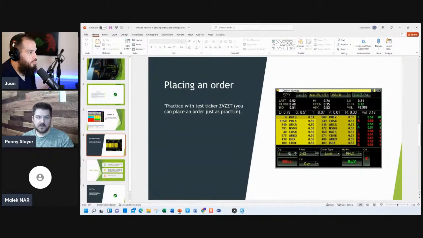So this is good if you want to learn how to place a limit order, or how to set a market order, whatever you want to do, you can practice with this ticker. That's extremely important.